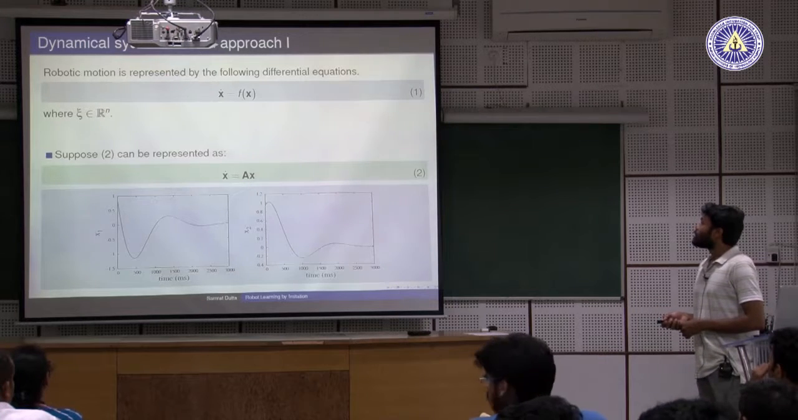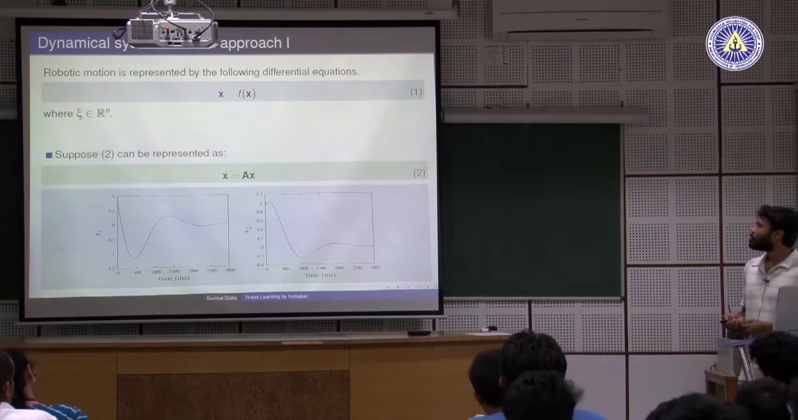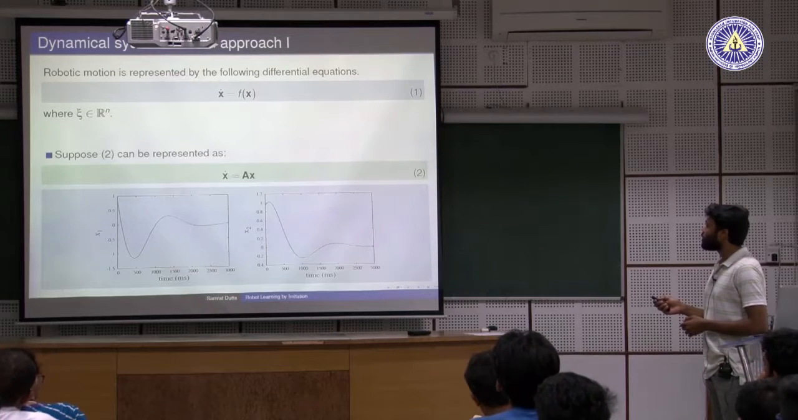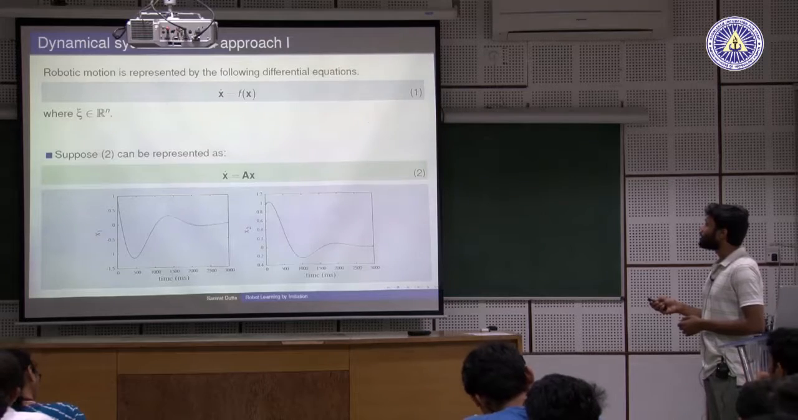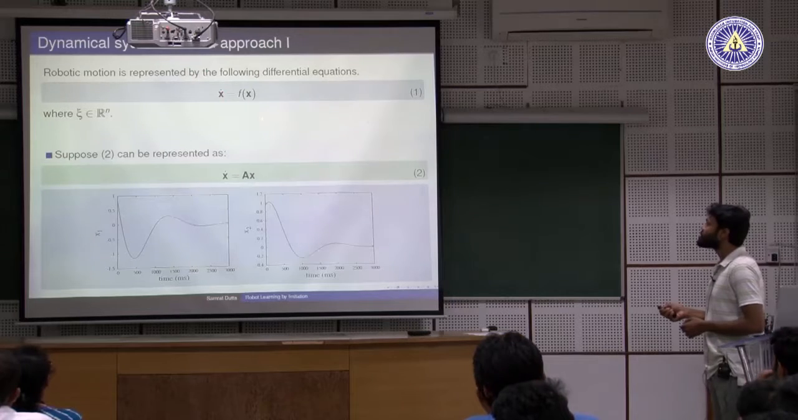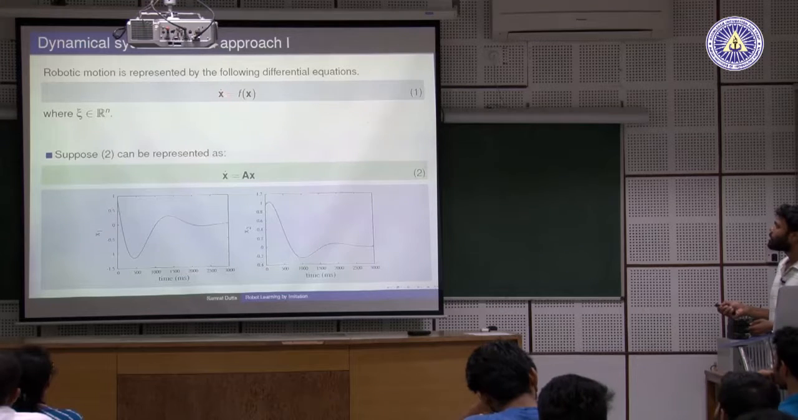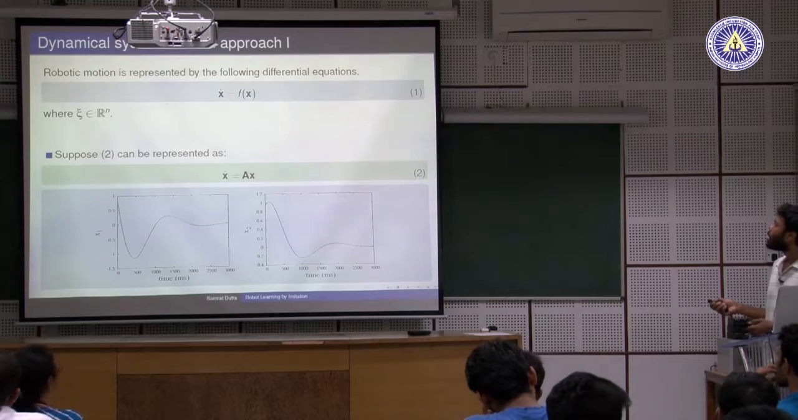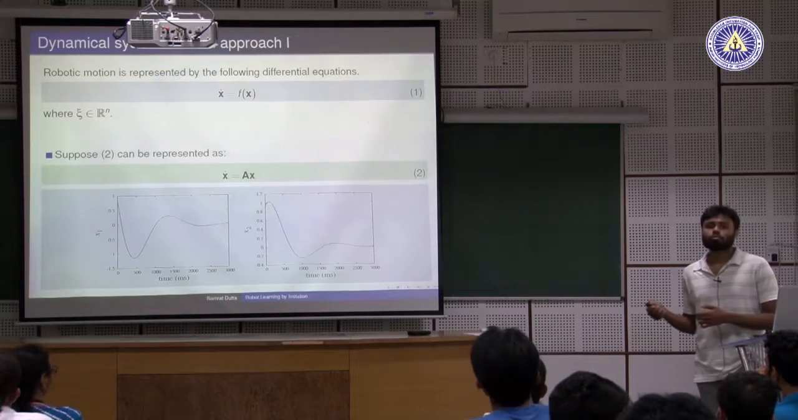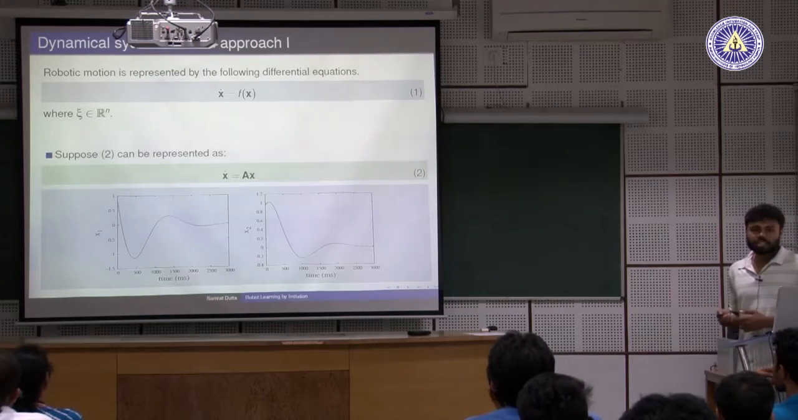So, then people proposed dynamical system based approaches, right. Here the idea is that a motion is described in the form of a differential equation, where this x dot may be the Cartesian space velocity, and this is a nonlinear function representing the trajectory. So, when this function unfolds in time, it will create a trajectory.